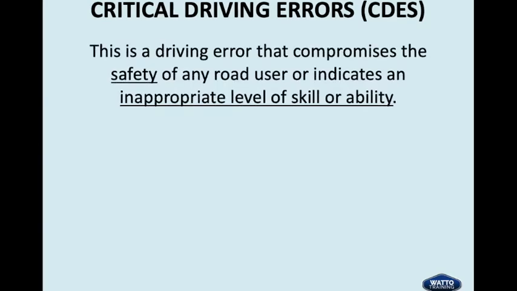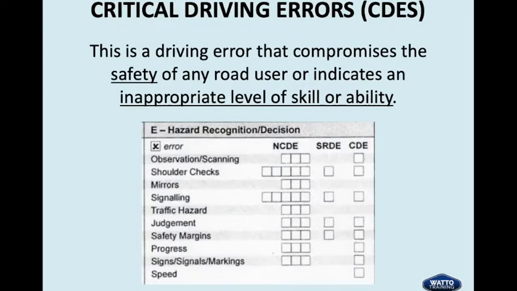Okay, critical driving errors. This is a driving error that compromises the safety of any road user or indicates an inappropriate level of skill or ability. So this is serious. This is when they've done something like driven through a stop sign or gone over the speed limit or failed to give way. So these are marked in the far right column. So we've got section E here. We can see the CDE on the far right column. And if a cross gets marked in one of those, it's all over, Red Rover.